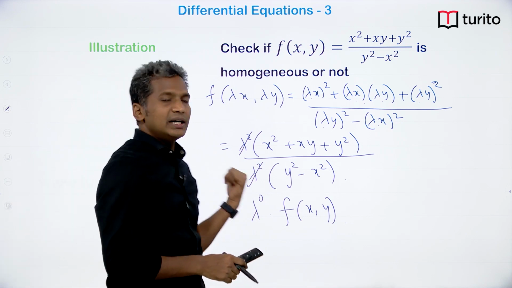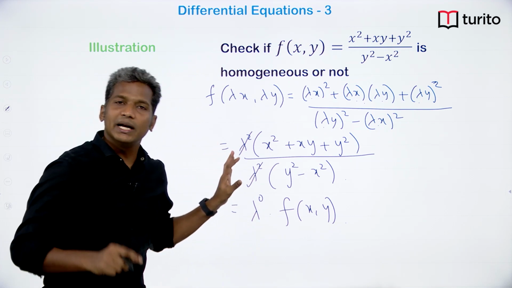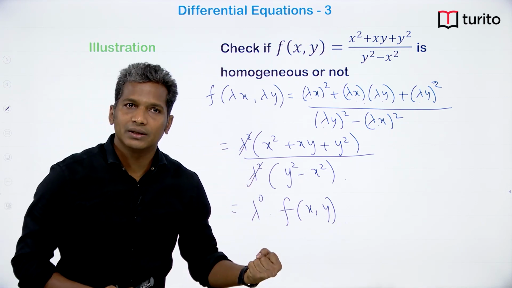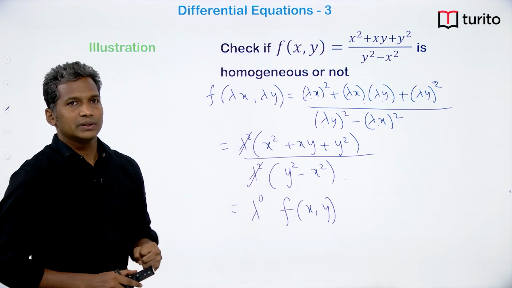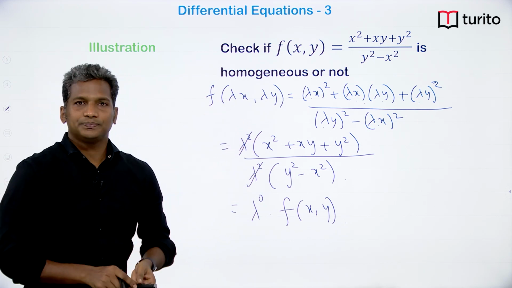So, is it in the standard form? Yes, of course, this is the standard form. So, it is a homogeneous expression. What is the degree of homogeneity? It is 0. The degree of homogeneity here is 0. Okay. So, this is one idea that we explored here.